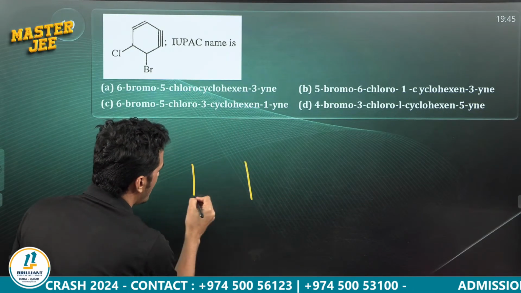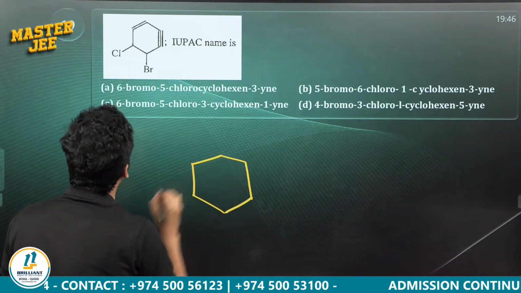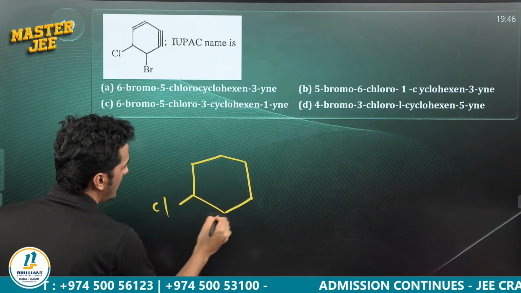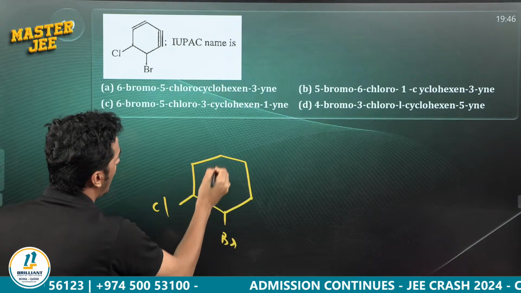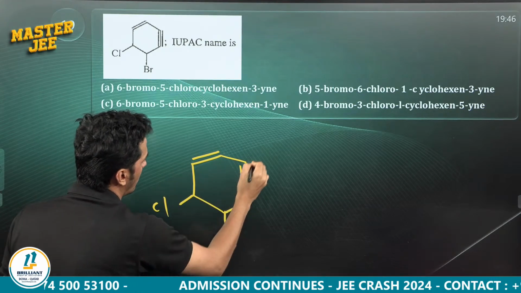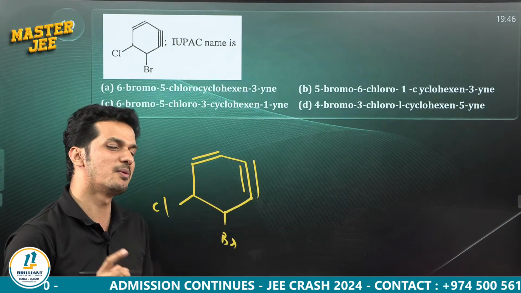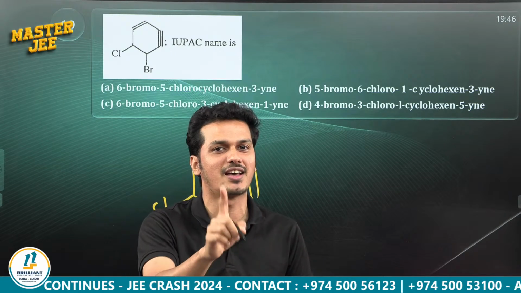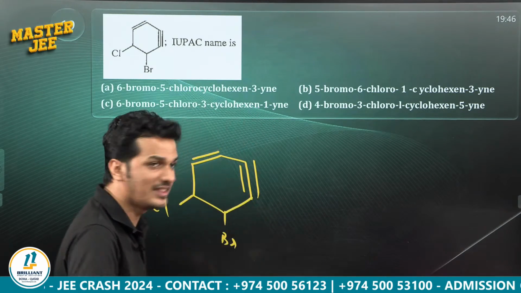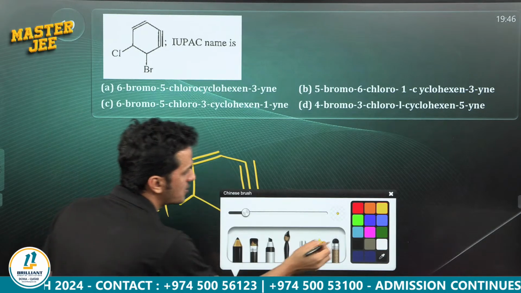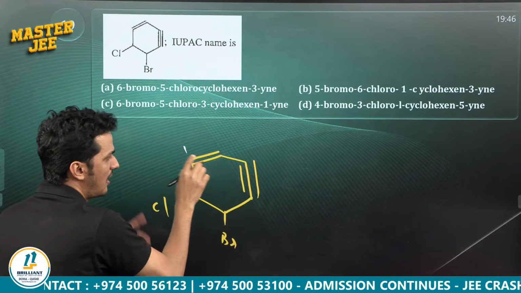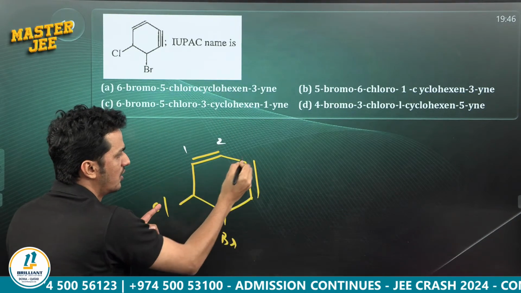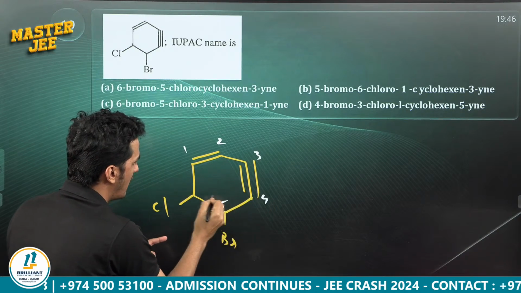So again, this is the compound they given. Here Cl is there. Here Br is there. And here a double bond, here a triple bond. In a compound, if a double bond is there and a triple bond is there, we must remember the double bond should get the highest priority. Then only the triple bond will come. So the numbering should be such that the double bond gets the highest priority. 1, 2, 3, 4, 5, 6.